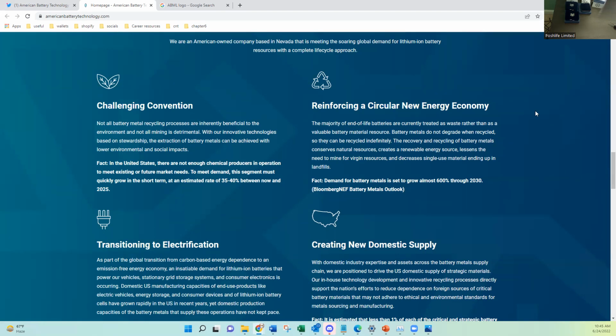Reinforcing a circular new energy economy. The majority of the end-of-life batteries are currently treated as waste rather than as a valuable battery material resource. Battery metals do not degrade when recycled, so they can be recycled indefinitely. The recovery and recycling of the battery metals conserves natural resources, creates a renewable energy source, lessens the need to mine for virgin resources, and decreases single-use material ending up in landfills. Fact, demand for battery metals is set to grow almost 600% through 2030.